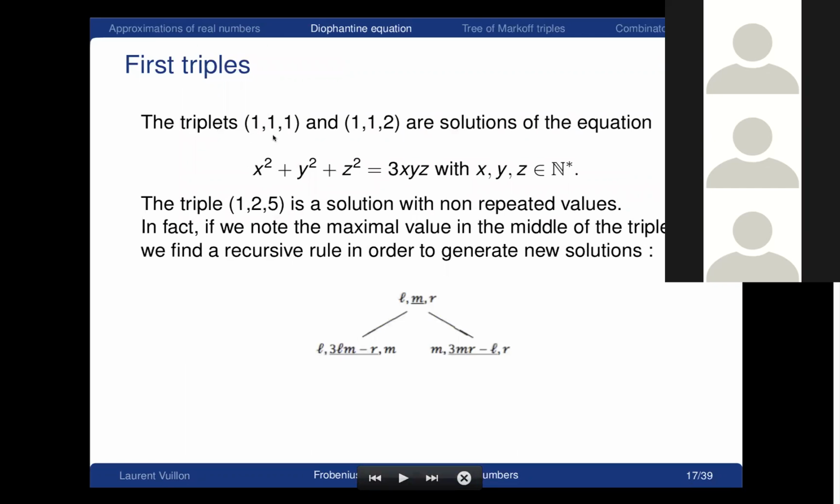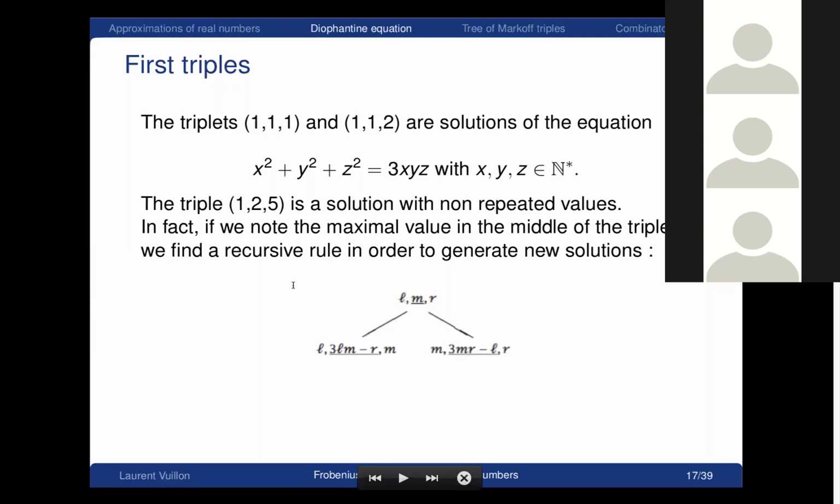So the first triplet, the first solution, is 1, 1, 1, because 1 plus 1 plus 1 equals 3. The second triplet is 1, 1, 2, because 1 plus 1 plus 4 equals 6. Okay. And now we have a triplet with all distinct values. It's 1, 2, 5. So this is the first triplet with all distinct values. And you can compute that 1 plus 4 plus 25 equals 30.